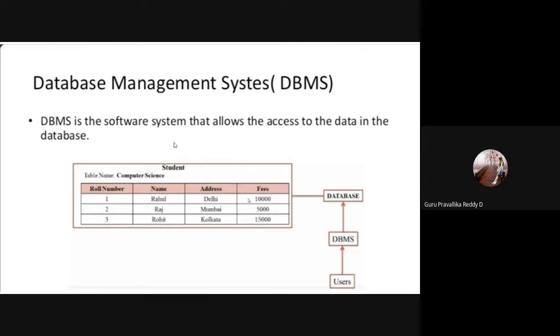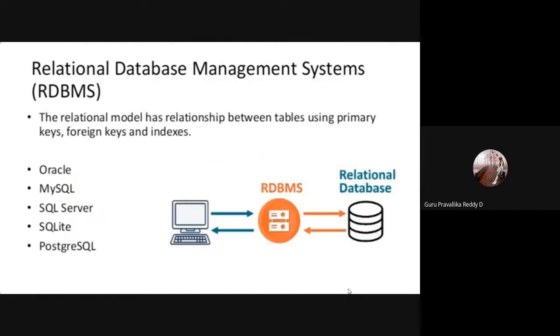So a DBMS, a software system, allows access to data in a database. Like this: database, DBMS, users. A relational database management system has relationships between tables using primary keys, foreign keys, and indices. So Oracle, MySQL, SQL Server, SQLite, PostgreSQL, these are all such software, while NoSQL databases are used nowadays, like MongoDB and so on.